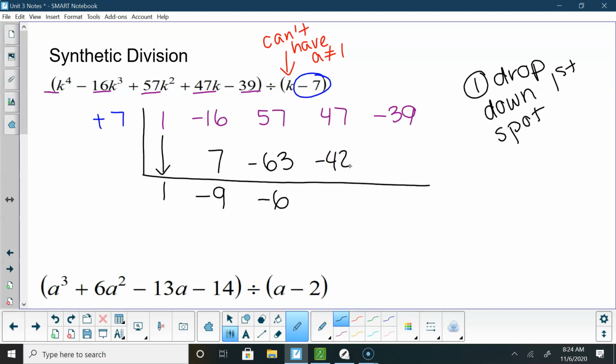What is 47 minus 42? 5 times 7. 35. Put my 35 right here. Negative 39 plus 35 gives me what? Negative 4. This right here is your remainder.